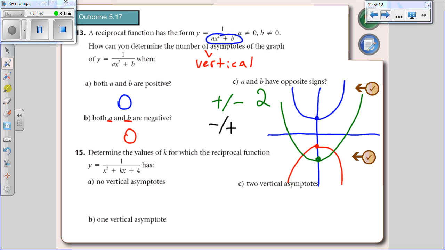The number of vertical asymptotes that the graph has if A and B were opposite signs: 2. And you could have figured it out either way.